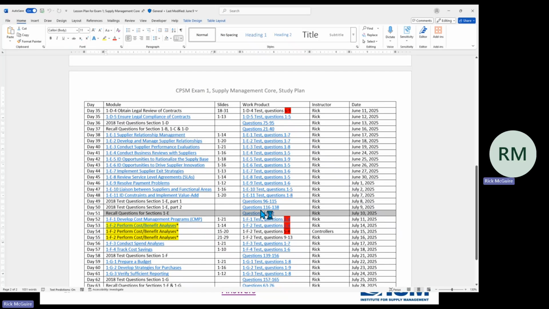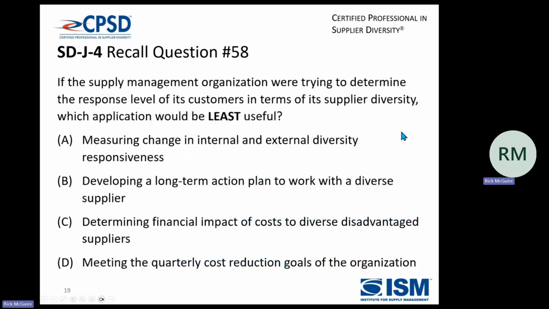All right. Yep, A. And I got one more here. If the supply management organization were trying to determine the response level of its customers in terms of its supply diversity, which application would be least useful? We've got supply management trying to determine the response level of its customers. How will they respond to supplier diversity, I think is what it's asking.